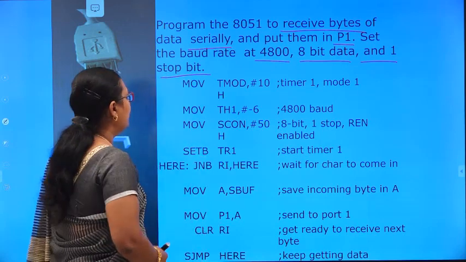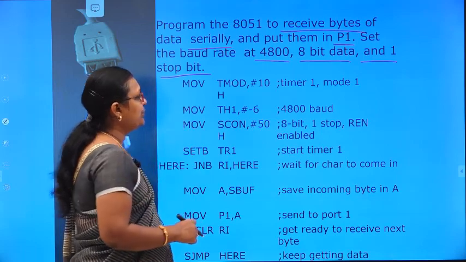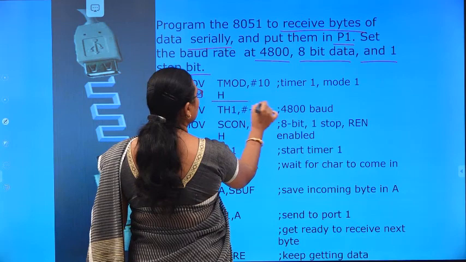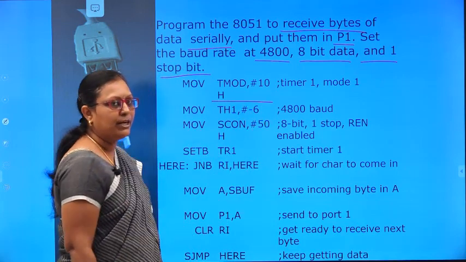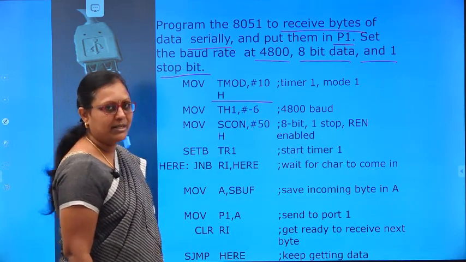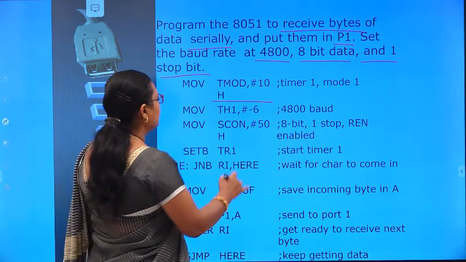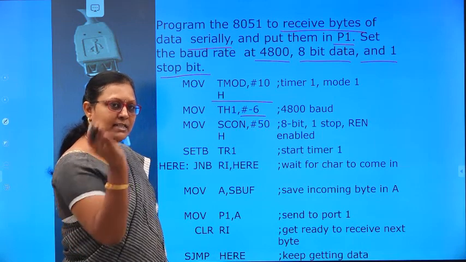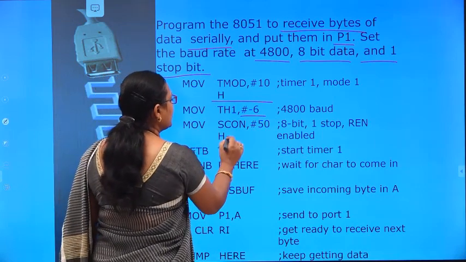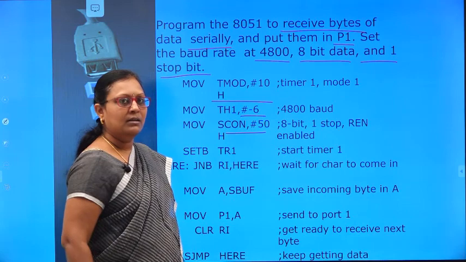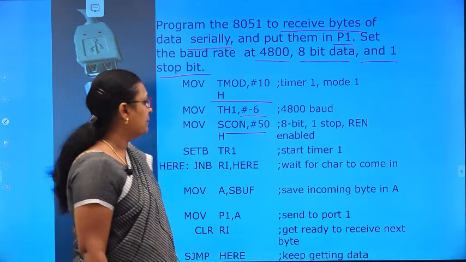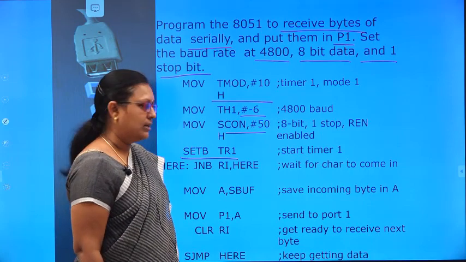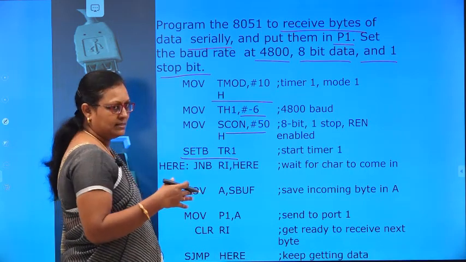Here you start with the initialization of the timer mode, that is Timer 1. Mode 1 is initialized by using the command MOV TMOD, #20H as in the previous case, and the value -6 will give you 4800 baud. That is loaded into TH1, and the SCON register is initialized with the REN bit, and the timer is started with SETB TR1. Okay, so now your program begins.